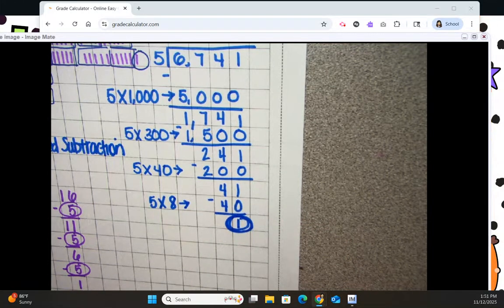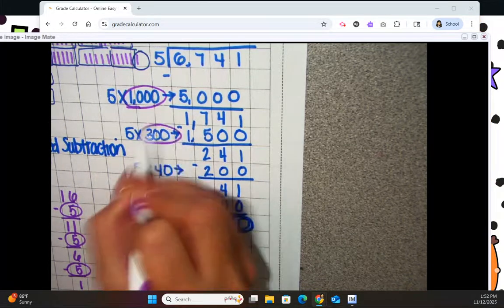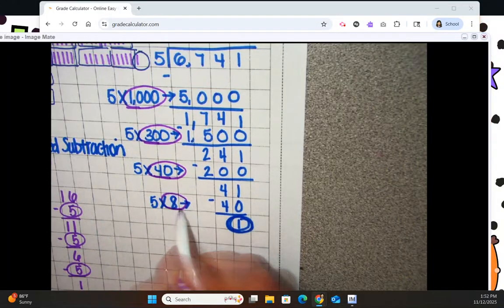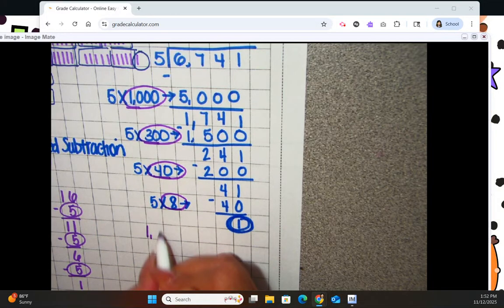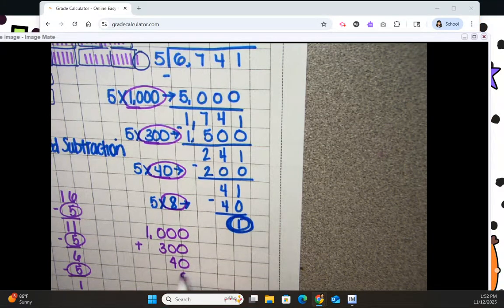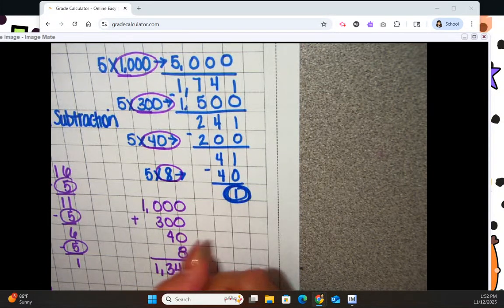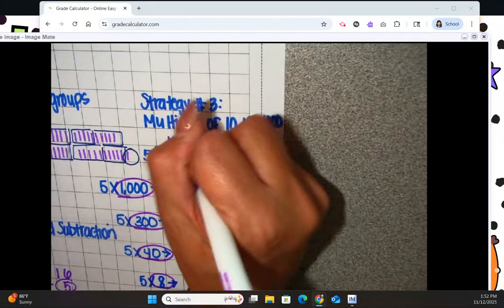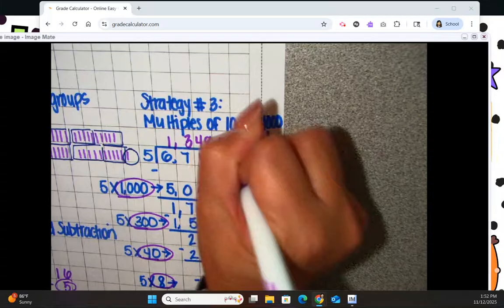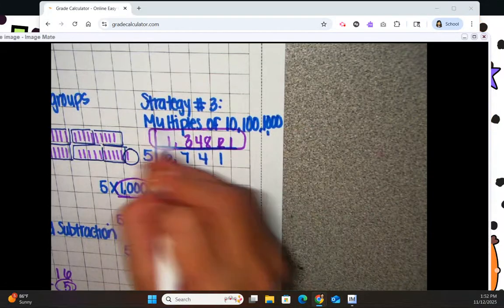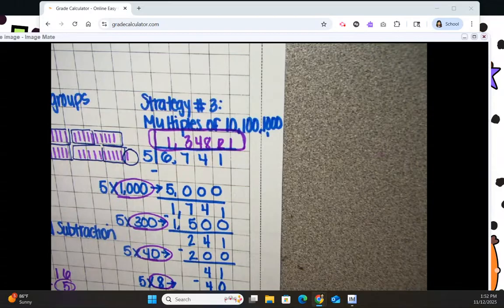So now let's see. How many groups did I build in total? 1,000 plus 300 plus 40 plus 8 is 1,348. And I had a remainder of 1. 1,348, remainder 1. Same quotient, just different steps.